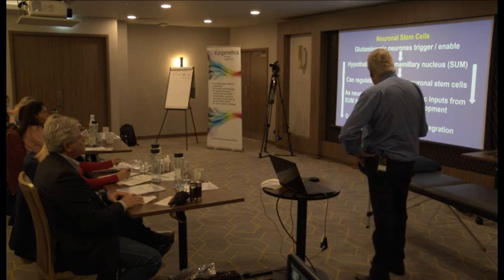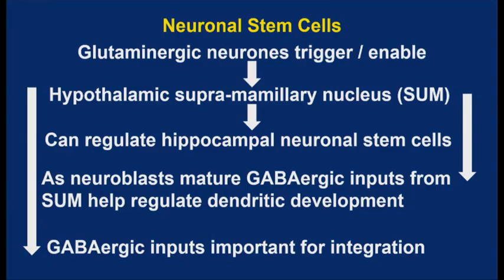The hypothalamic supramammary nucleus, the SuM, is where this information goes. It can regulate hippocampal neuronal stem cells. So here we see the hypothalamus, which is the great regulator of all the hormones and body temperatures, etc., telling the hippocampus to produce new cells. So as the neuroblasts mature, that's the new cells that have been stimulated by glutamate.